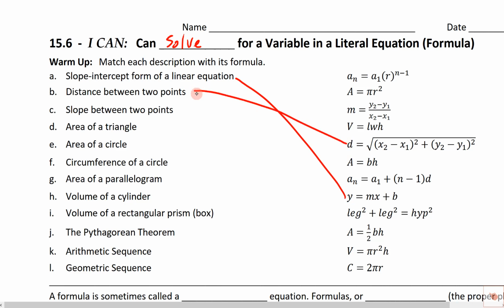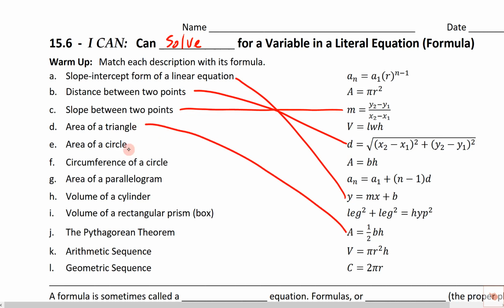And then slope between 2 points. If you're just talking on a graph, you might be tempted to think rise over run, but we won't find rise over run here because when you're finding the slope between 2 points, it's the y2 minus y1 on the top over x2 minus x1. So that's this one here, just right straight across. Area of a triangle. Triangle, that's 1/2 base times height. Got to know these. These are going to come up a lot in the future. So let's find 1/2 base times height. That's this right here.